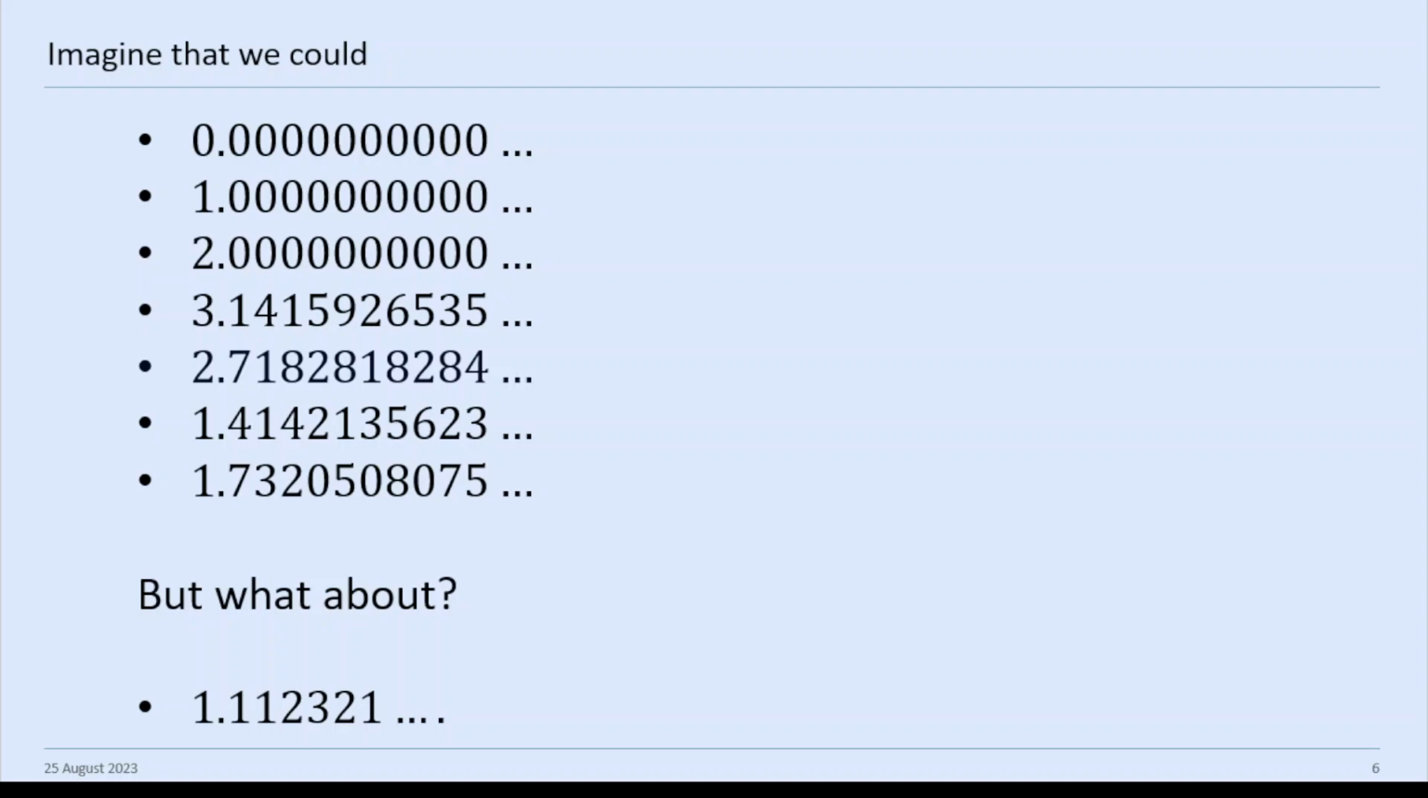So imagine you had the person with the infinite decimal 0.0000 in room 1, 1.0000 in room 2, and then you had the person with a t-shirt with pi on it in room 4, e in room 5, root 2 in room 6, and root 3 in room 7. And they're all in a room.